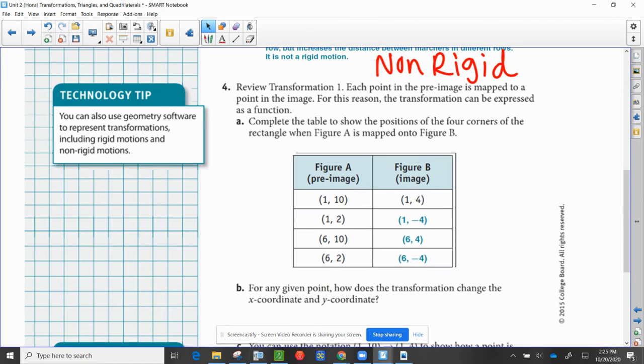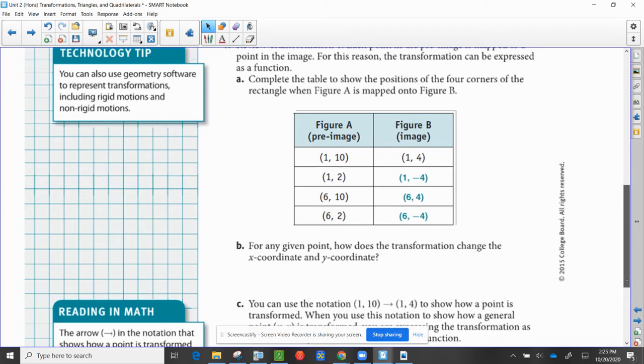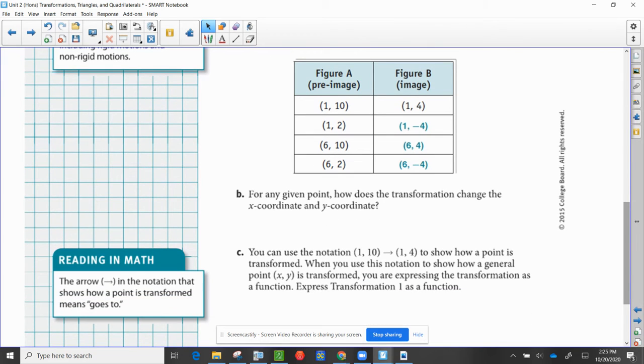So if you did it correctly, here's the ordered pairs that I got. So that second one was at 1, -4, and then it was at 6, 4, and then 6, -4. So for any given point, how does the transformation change the x coordinate and the y coordinate? Well, let's look at these. My x coordinates were 1, 1, 6, 6. But in my first image, they're the same. So it looks like the x stayed the same.